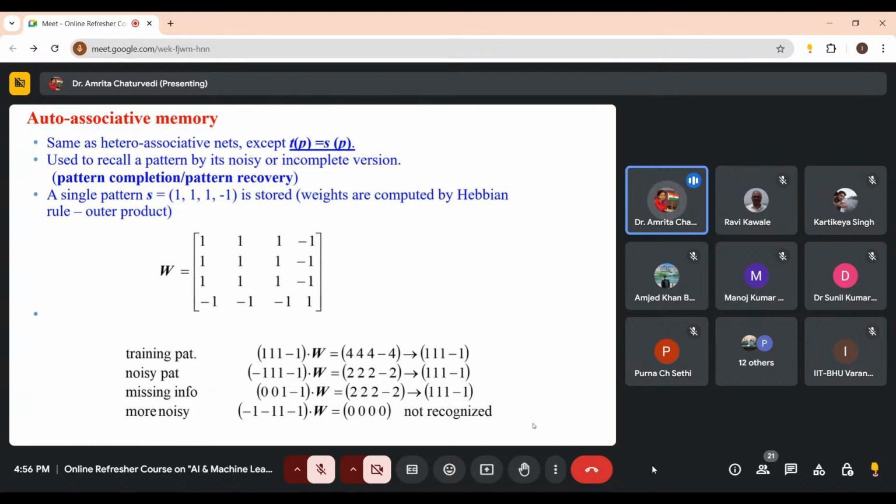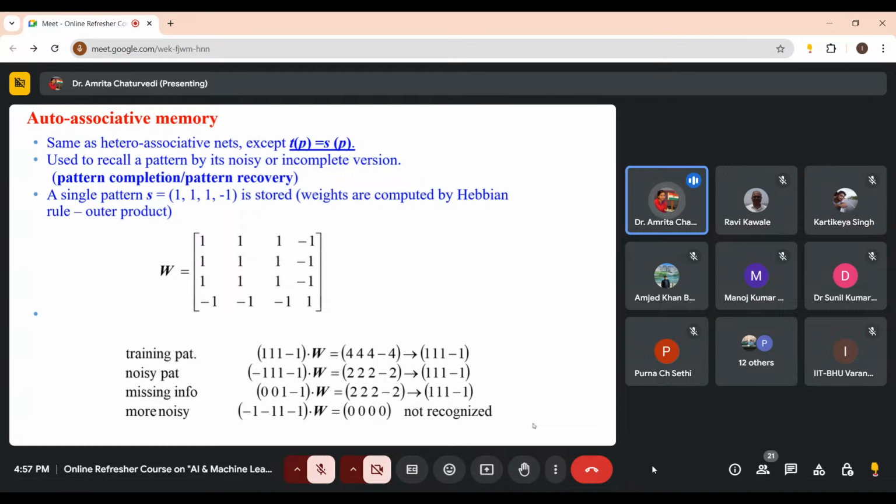So auto-associative networks are quite similar to hetero-associative networks, with the difference that the input and target output are the same in auto-associative networks. So tp is equal to sp, and this is used to recall a pattern by its noisy or incomplete version, that is, pattern completion or pattern recovery. A single pattern s equal to say 1 1 1 minus 1 is stored. Weights are computed by the Hebbian rule or outer product.